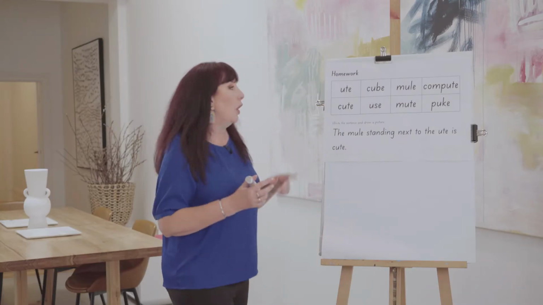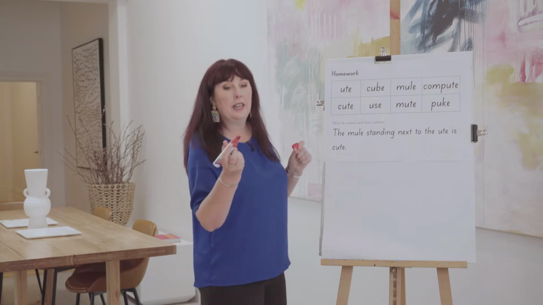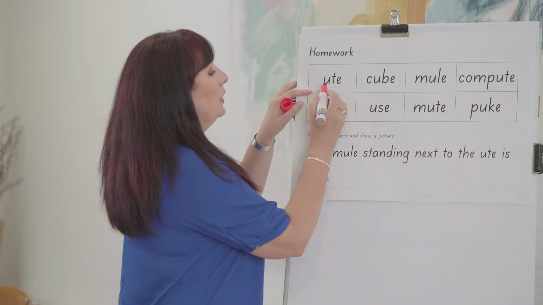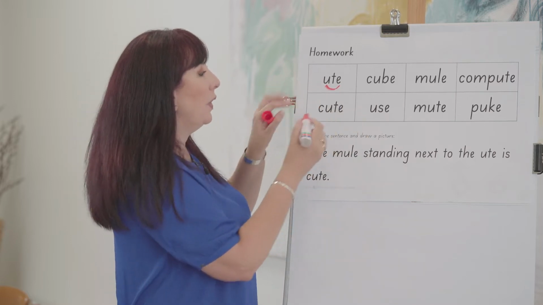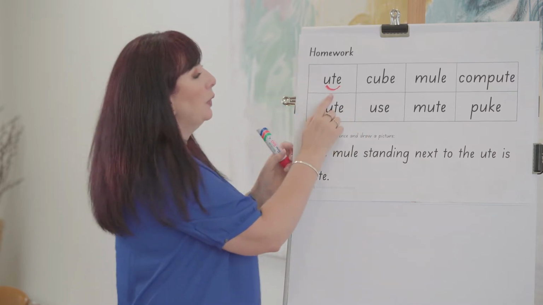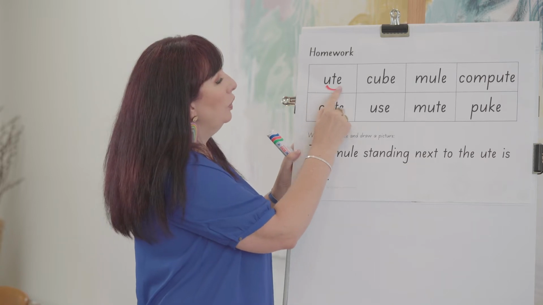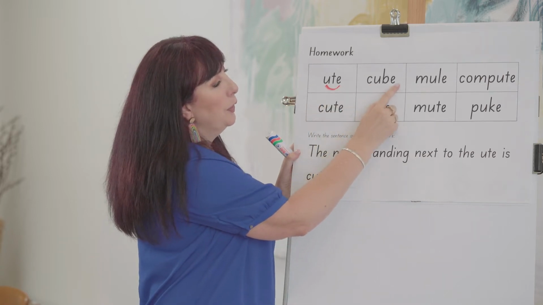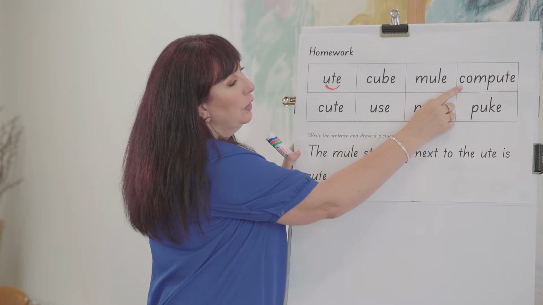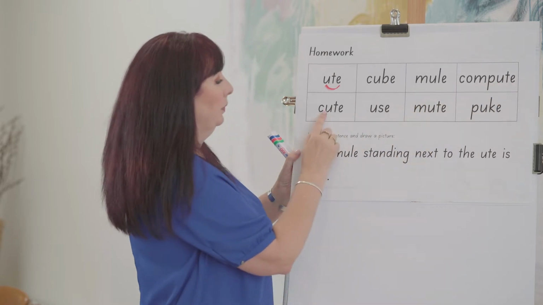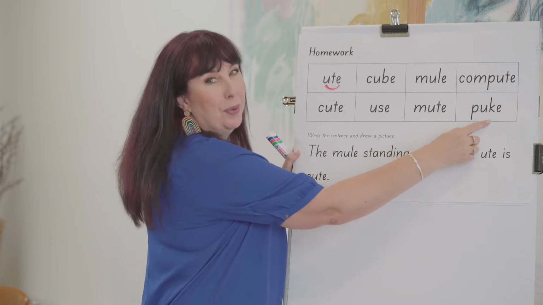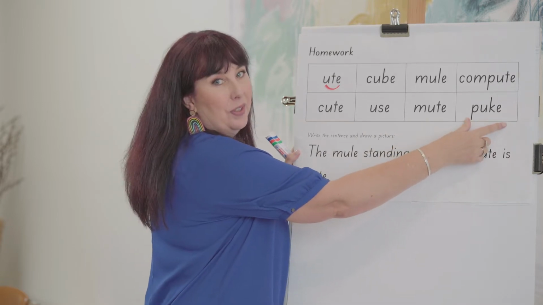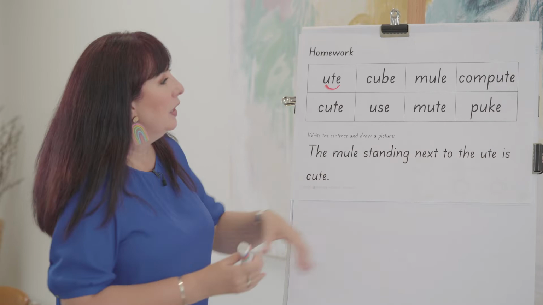So let's have a look at the homework I asked you to do yesterday. So I asked you to read these words, look at where the split digraph is and write them down. Let's quickly read through them together. Ute, cube, mule, compute, cute, use, mute, puke. That's a gross word too, isn't it? We've had a few gross words.